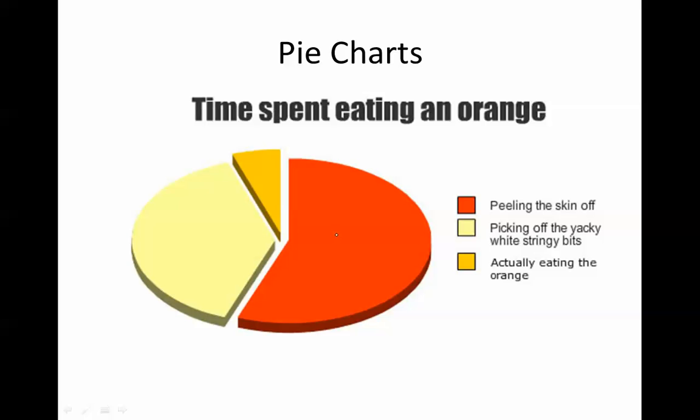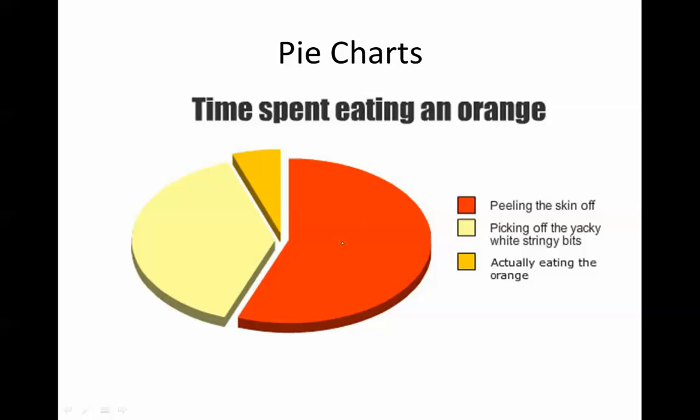Yep, and then when you get the skin off, you start picking off all those itty bitty white stringy bits because those are just annoying, or you really think that they're more bitter. So there's your another little 40 or 35%. And then you actually get to eat the orange, and that takes you about 2 minutes compared to the 20 minutes that it took you to prepare the whole thing.